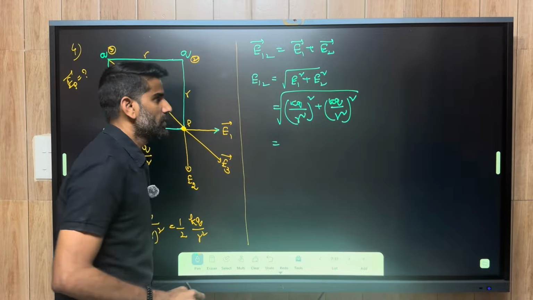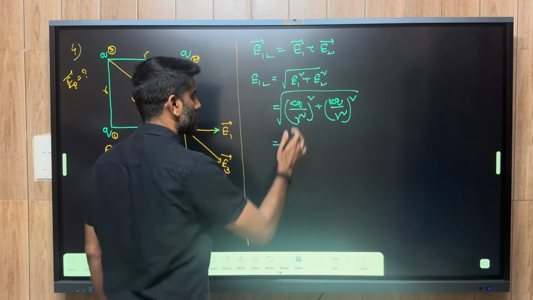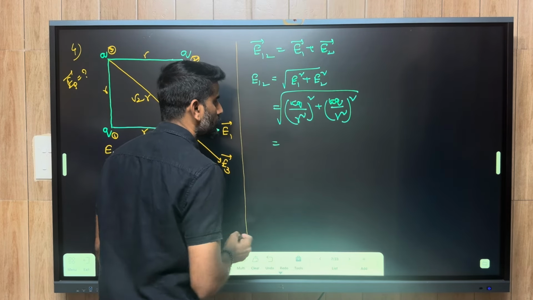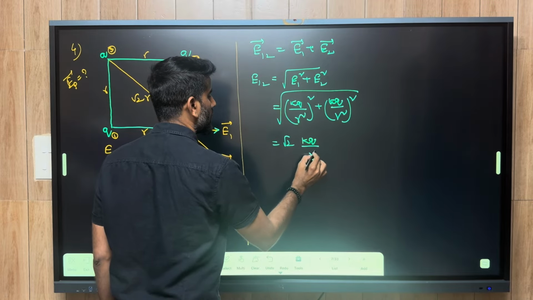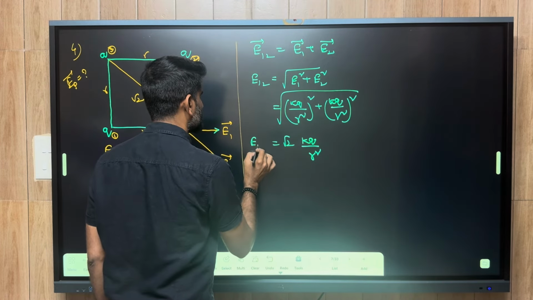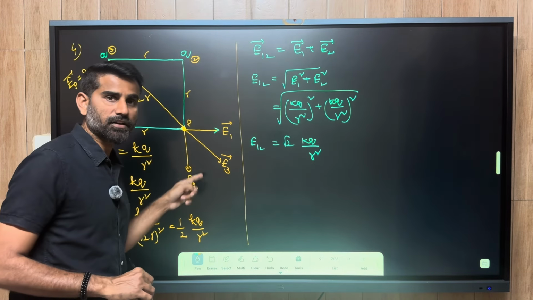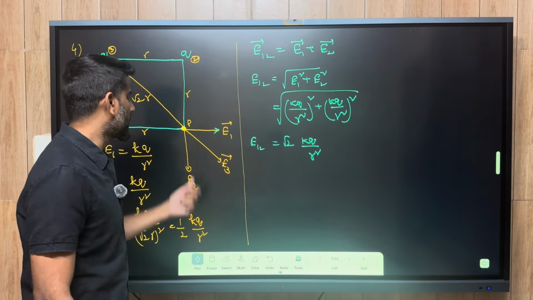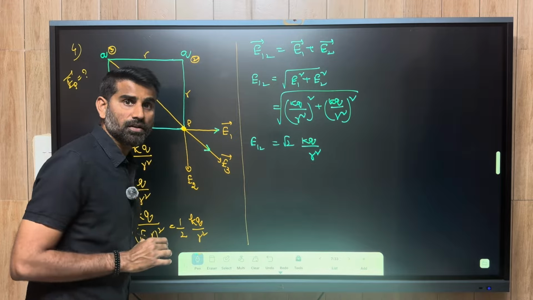So what am I getting? Kq by r square whole square can be taken common. 1 plus 1 is 2, so root 2 Kq by r square is the magnitude of the resultant electric field of these two vectors. And the direction of the resultant is along this direction only.